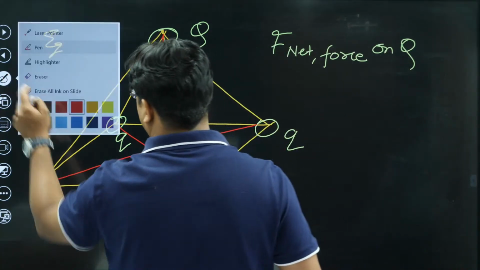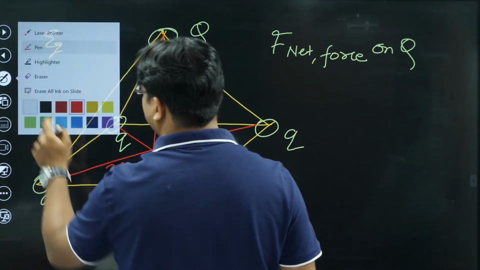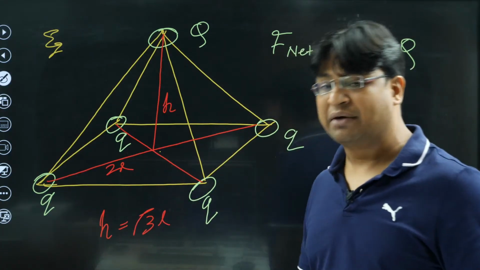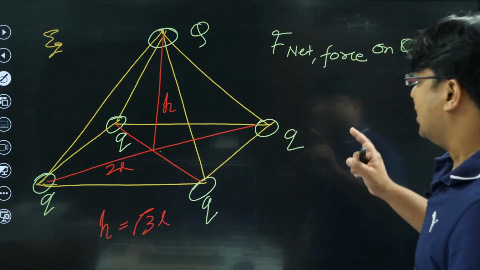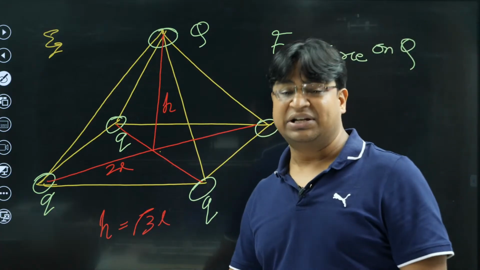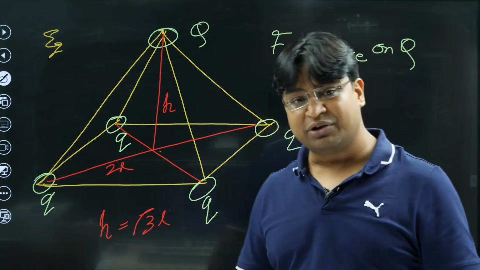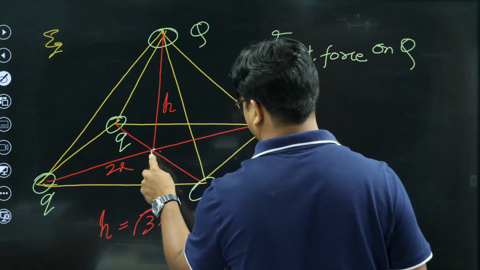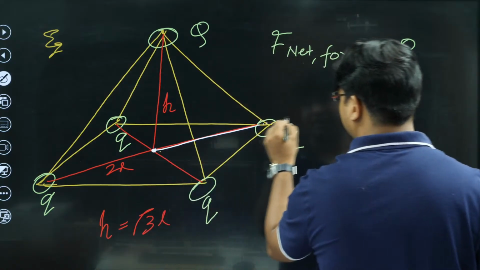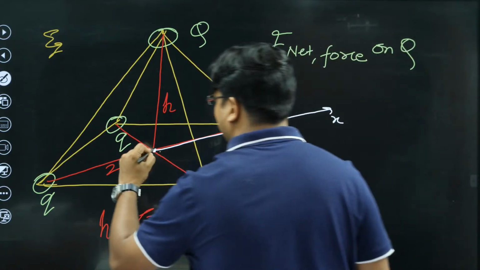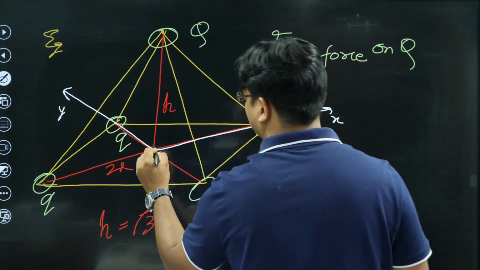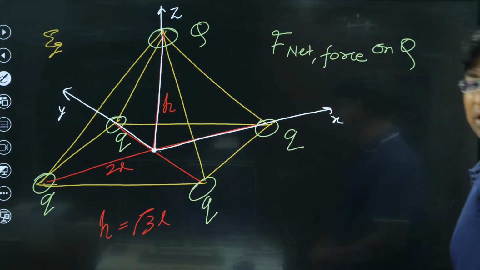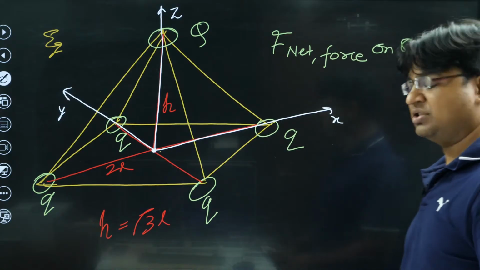So keep watching. The question has not given us any coordinate system, but that doesn't mean that we can't choose our own. Here I see the two diagonals of a square, which are perpendicular to each other. So I will choose this point as the origin, one of the diagonals as the x-axis and the other diagonal as the y-axis, so that this direction becomes the z-axis. See, this is how I have chosen the coordinate system.